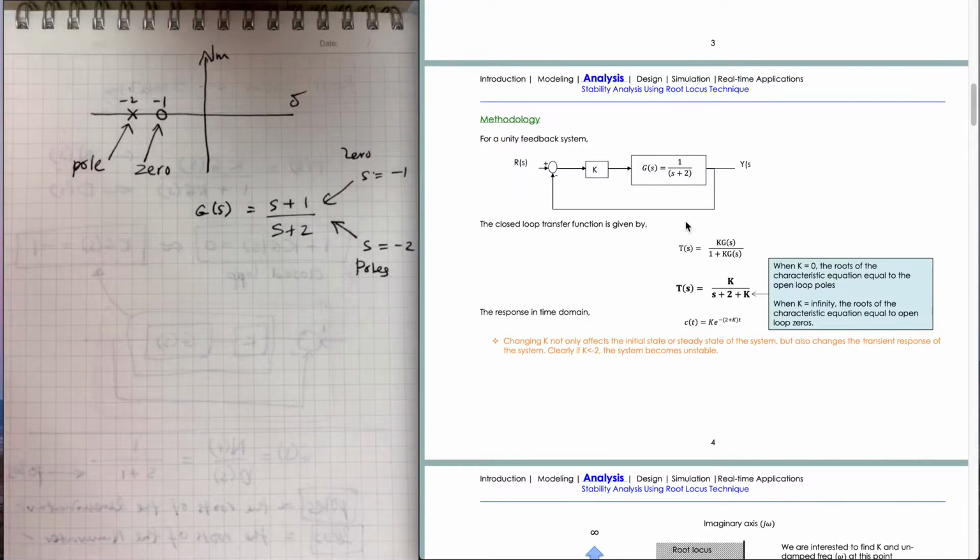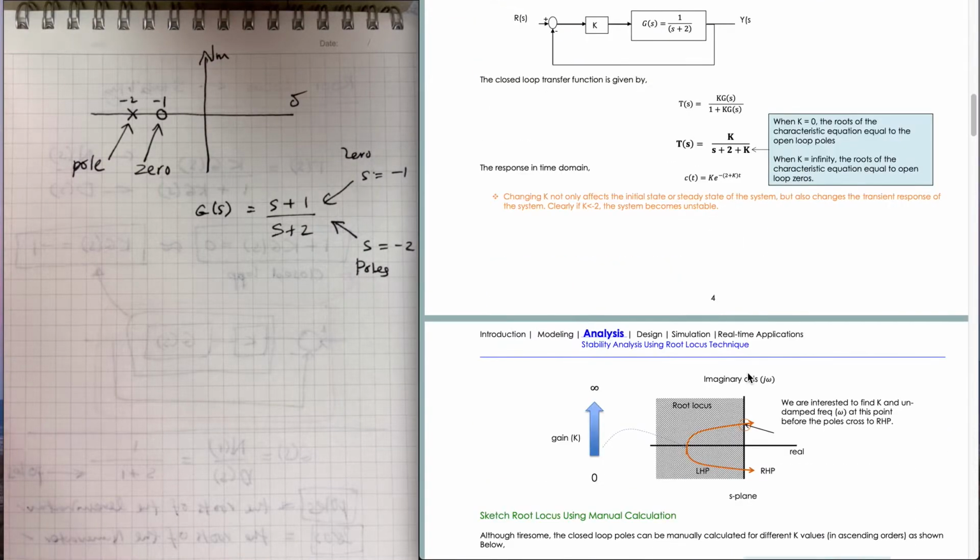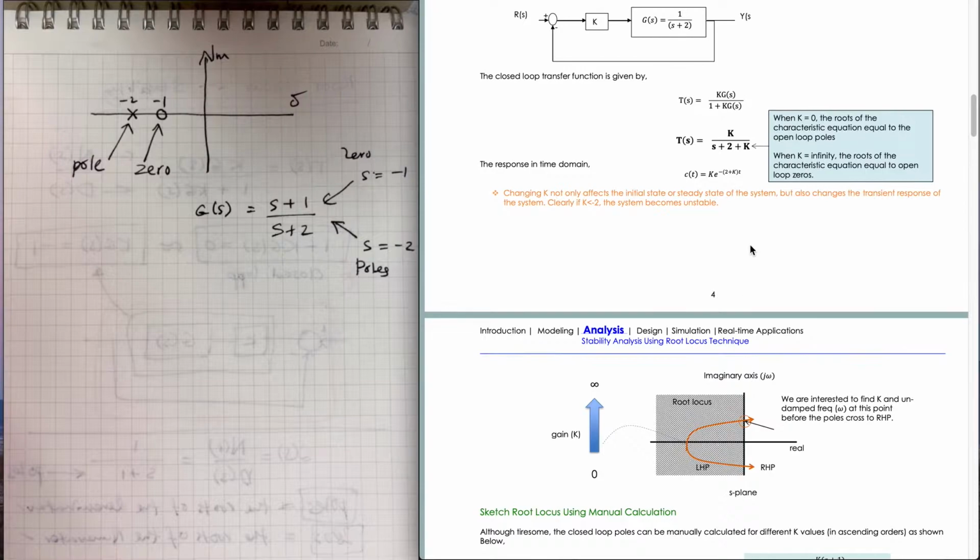Now let's consider this example. This is our transfer function. When we find this T(s), we got K over s plus 2 plus K. Then this is the equivalent in time domain, right? Now changing this K value will change the stability of the system, right?